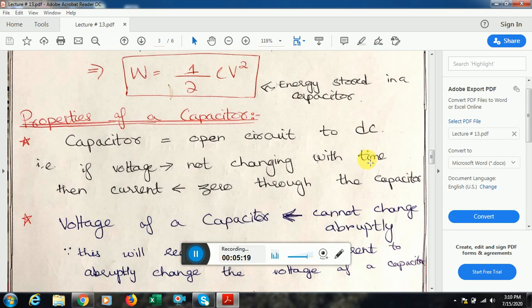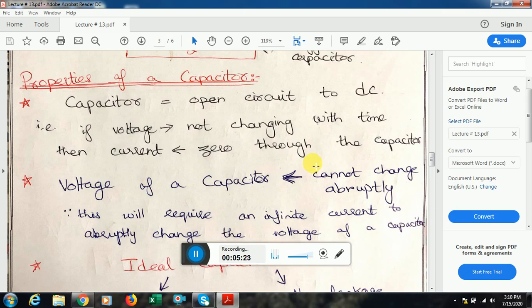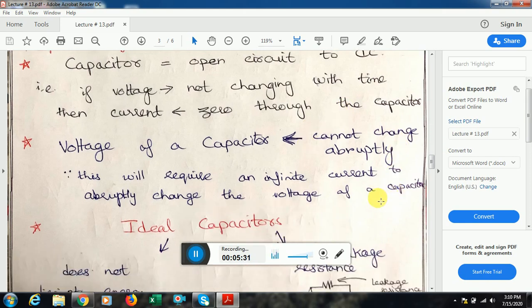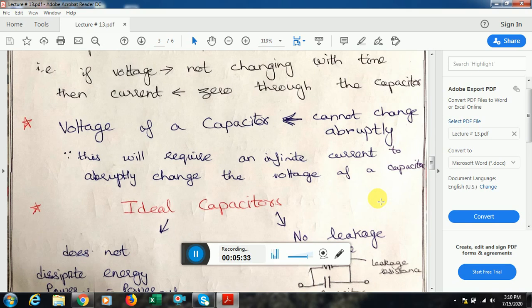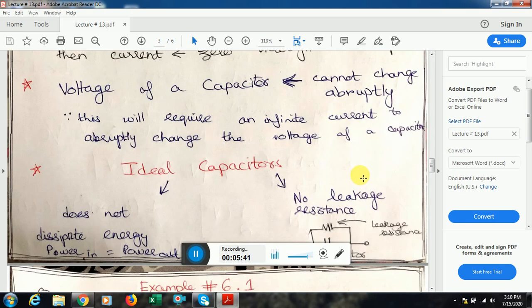If there is no variation in the voltage, then it won't work over there. So the current is zero whenever we have a direct current applied across it. Voltage of a capacitor cannot change abruptly. It slowly changes up. It takes its level in infinite steps. You cannot go to infinite current immediately. It takes time in charging.